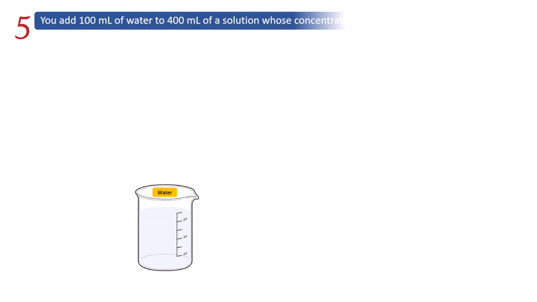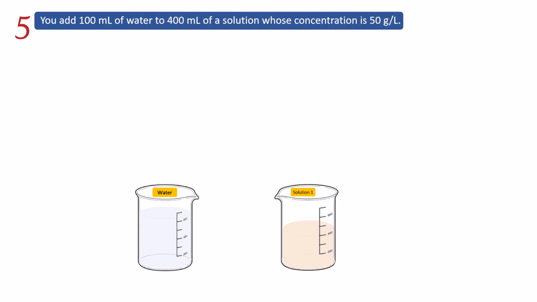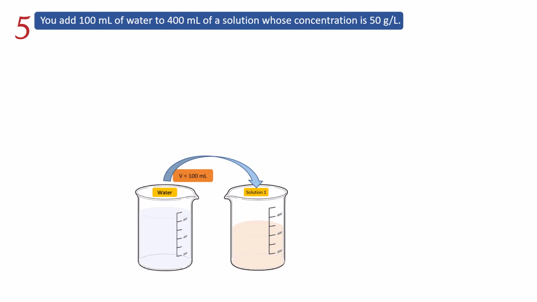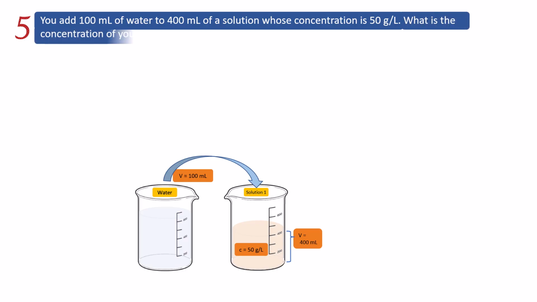Problem 5. You add 100 milliliters of water to 400 milliliters of a solution whose concentration is 50 grams per liter. What is the concentration of your final solution?